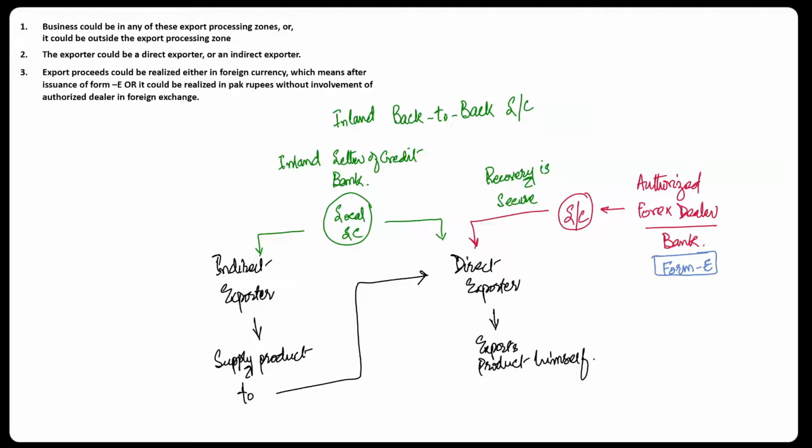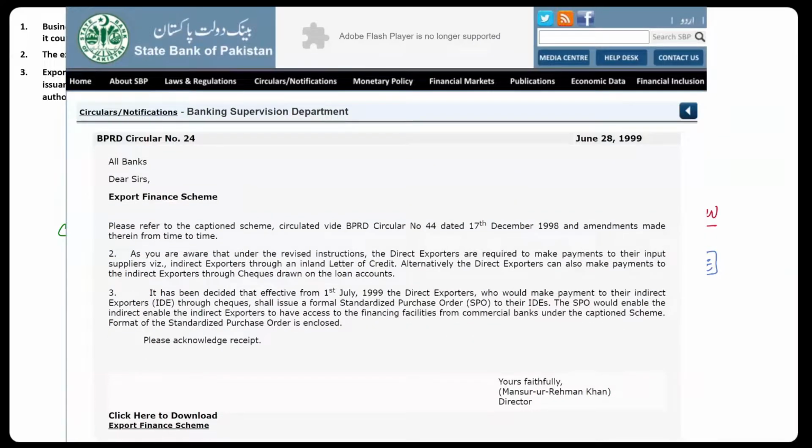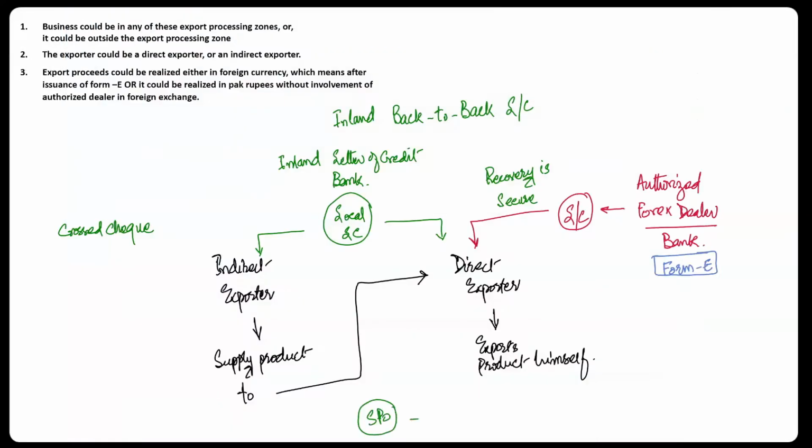The direct exporter and indirect exporter may also opt not to open a letter of credit with the bank and settle their payment through cross-check. In 1999, State Bank of Pakistan decided that the direct exporters who would make payment to their indirect exporters through checks shall issue a formal standardized purchase order (SPO) to indirect exporter. The SPO would enable the indirect exporters to have access to the financing facilities from commercial banks. This transaction made under SPO is also called sale under a firm contract.